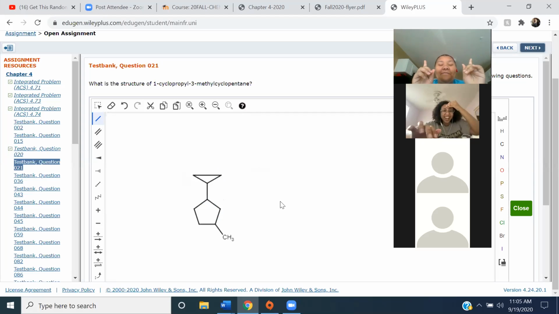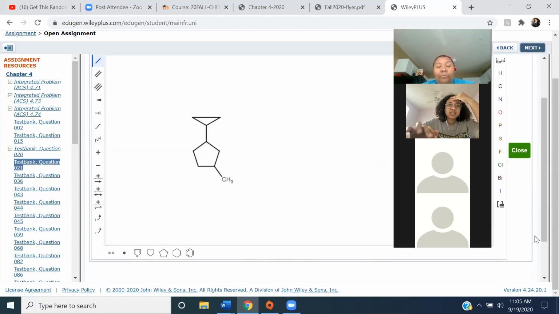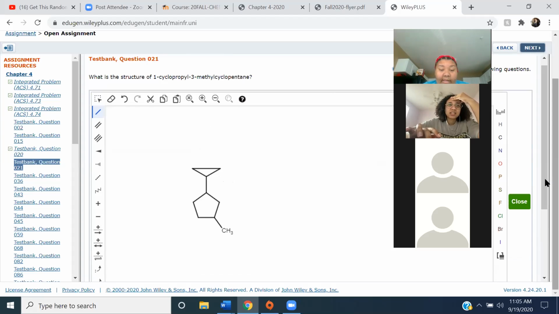First thing we did was put the pentane ring down. That's easy. Then for 1, we had to add a cyclopropyl. So I added my little bond connecting it, and I made a triangle with the single bonds because they don't have the little propyl at the bottom like they do for pentane and hexane. Then I added my methyl group at 3, how it says 3-methyl. Does that make sense?